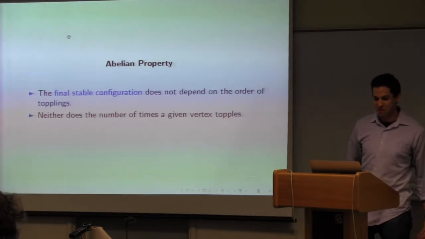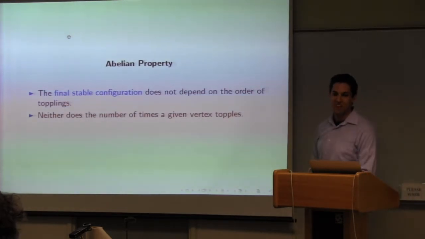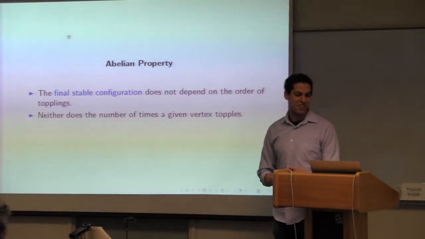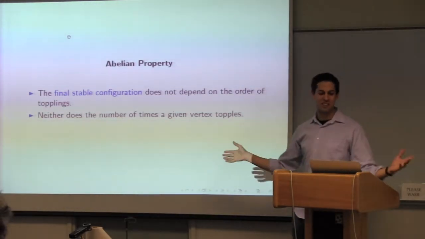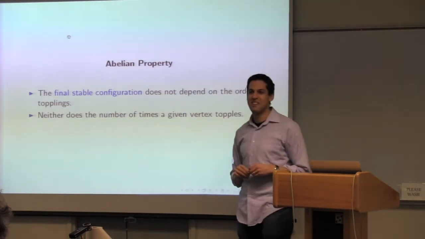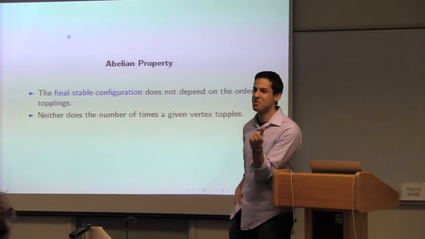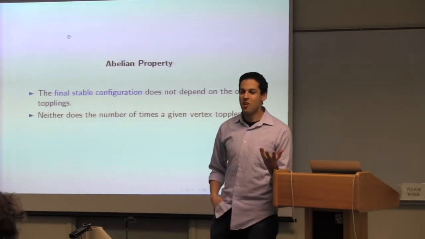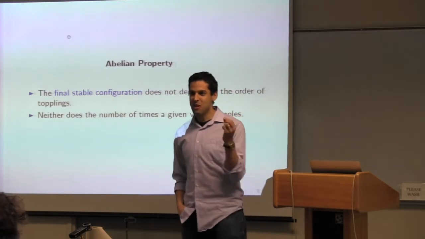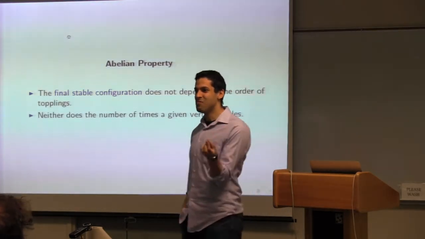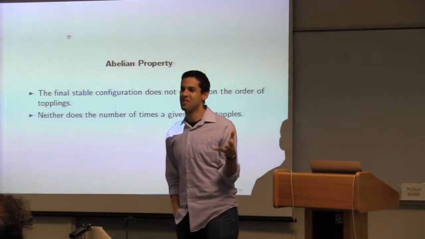Well, that's true in much greater generality. It doesn't matter that we chose this initial configuration. It doesn't matter that we were working on the square grid. We could have worked on another graph. The final stable configuration won't depend on the choice of which sites to topple in what order. And something formally stronger is true. If you pick a particular site and you want to know how many times it topples, that number doesn't depend on the order in which you topple.